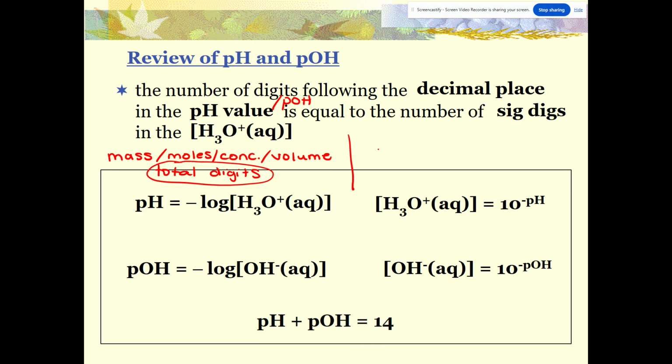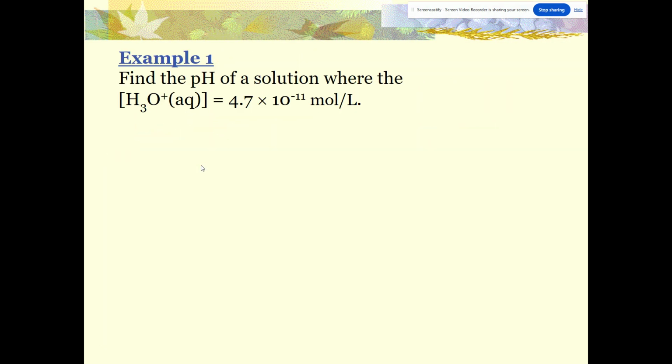But when I have a number on the pH or pOH scale, the only thing significant in those values are their decimal places. So the number of decimal places or digits after the decimal place. So if I am given concentration, I look at the total digits in the concentration to tell me how many decimal places I should have in my pH. And then if I have pH or pOH, I look at its decimal places to tell me how many total digits I need in my mass if I'm solving for mass, for example.